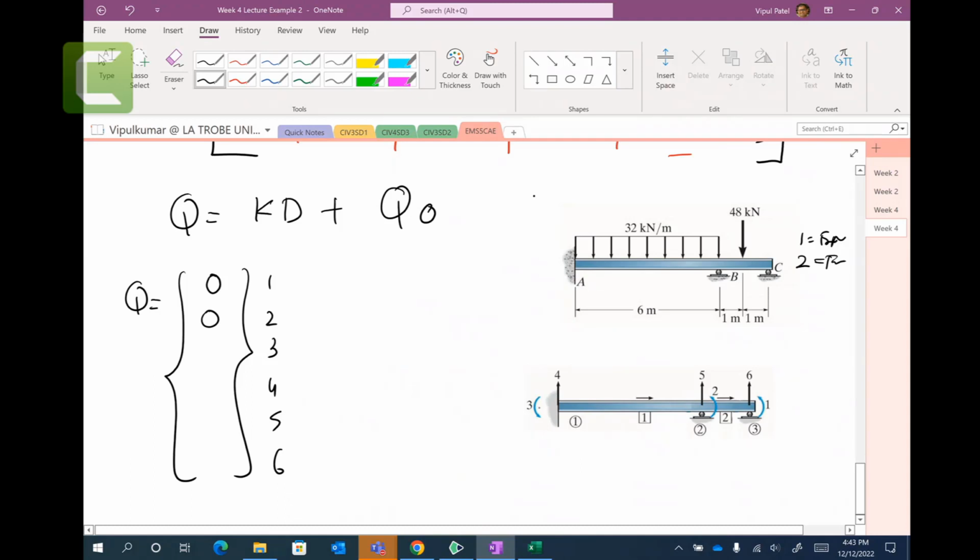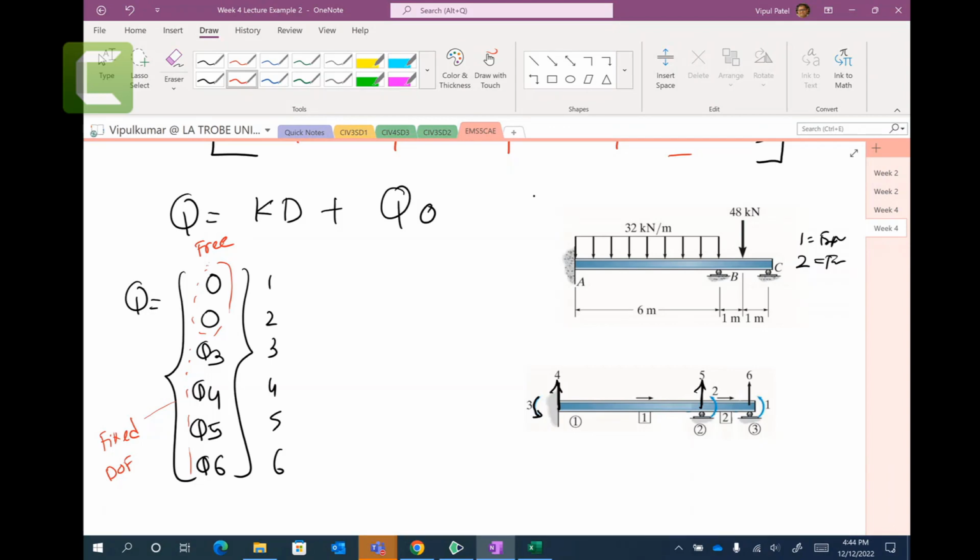Now number three, which is a fixed degree of freedom. So Q3, Q4 are fixed degrees of freedom. We need to find Q4, Q5, which is a fixed degree of freedom, and Q6. So I hope you understand that this is your free degrees of freedom, and this is your fixed degrees of freedom. Free, by the way, is just your known values, and fixed meaning that you need to find it. Okay, so I hope you understand how to develop the Q matrix. Unmute yourself if you don't understand how to develop this Q matrix.